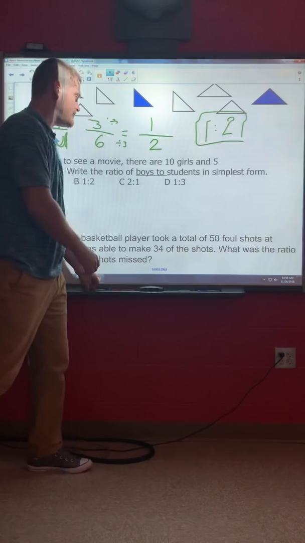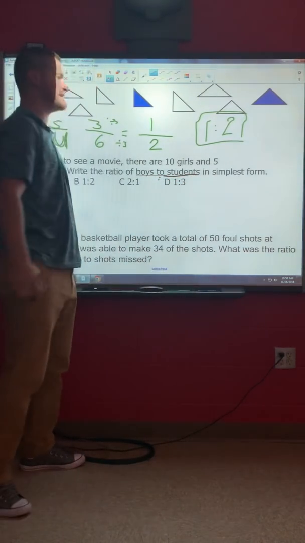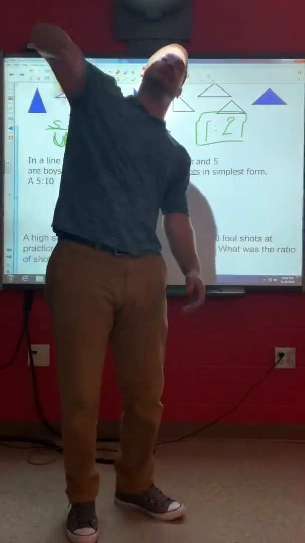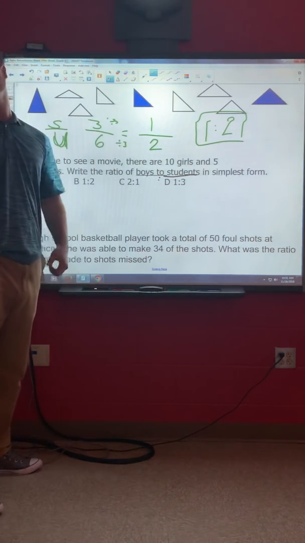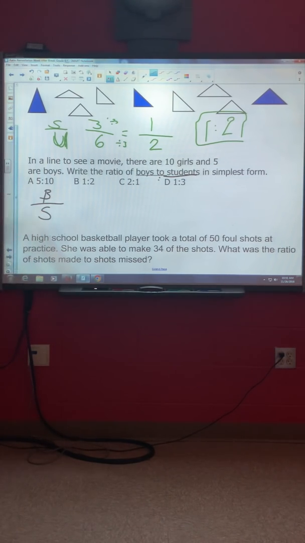Next one. I see the word "to" right there. There is our ticket. Boys to students. Now the last problem was shaded to unshaded. That's part to part because we didn't care about the whole group of triangles itself. In this case, it's boys to students. So this is a part to whole. So I would say boys over total or boys over students, however you want to set your ticket.